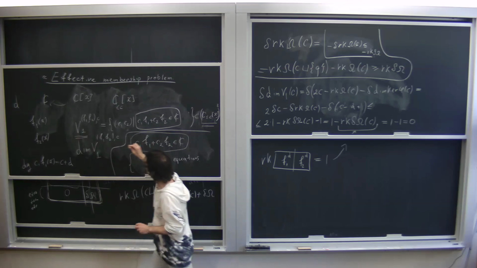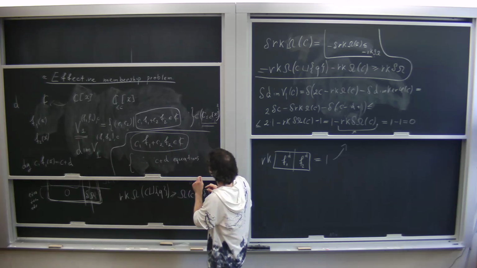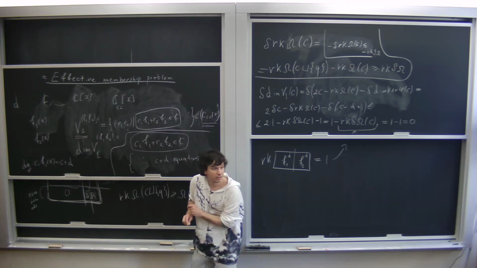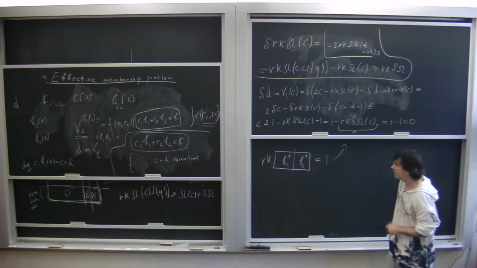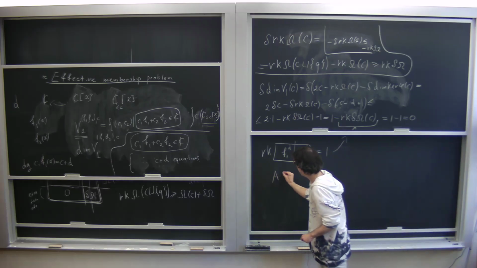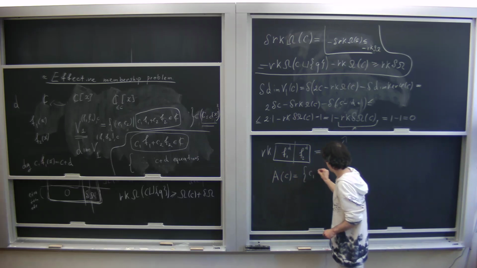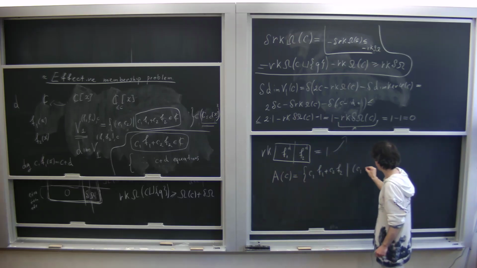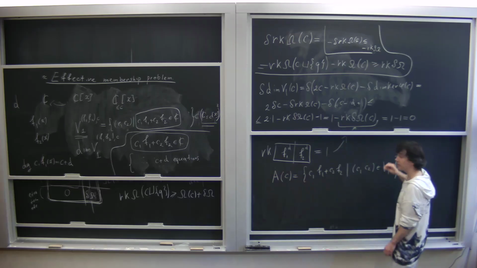We take coefficients from this space. Write down the formal definition of A of C. Okay. A of C is just C1 F1 plus C2 F2, such that the couple C1, C2 is from V1. Yes. Thank you very much.